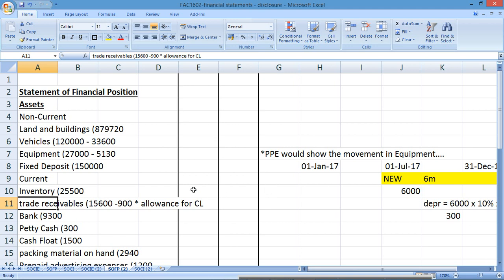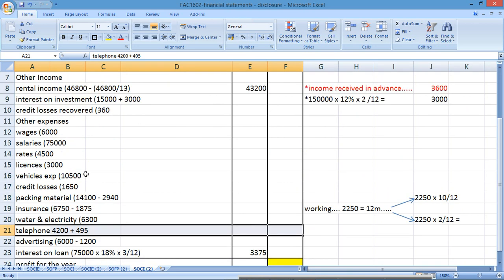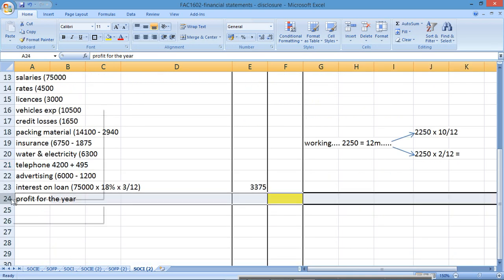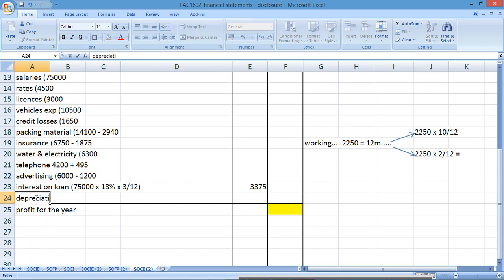Where am I going to show that? Against the equipment. And where else? Comprehensive income. Remember you had depreciation here? Did you have depreciation? No, it was the other one, the other one we just worked out. The other question had it, so we need to insert it on equipment.